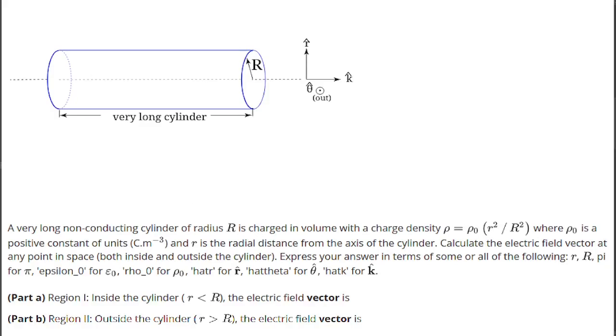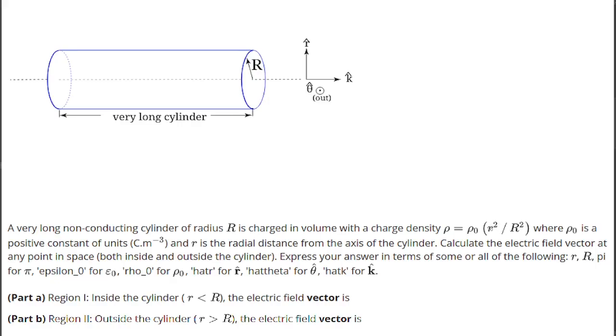A very long non-conducting cylinder with a radius r is charged in volume with a charge density ρ, where ρ0 is a positive constant with units of coulomb per cubic meter, and the volume charge density varies with the radial distance from the axis of the cylinder. Calculate the electric field at any point in space, both inside and outside the cylinder.